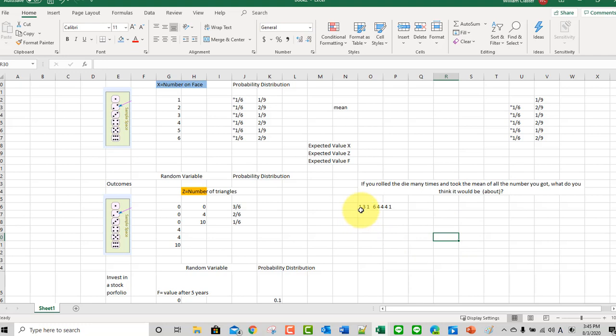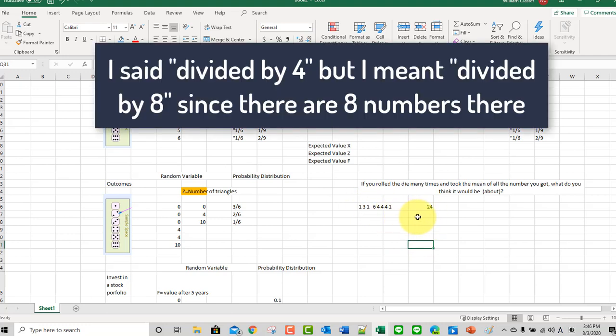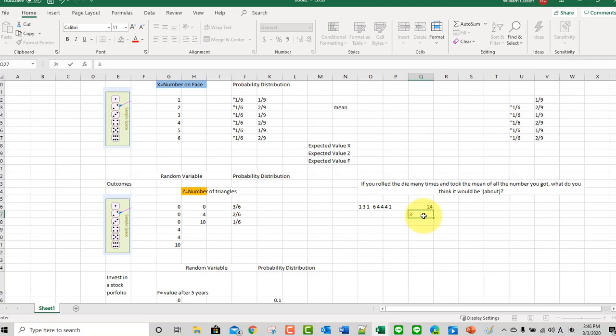So what is this? This is 4 plus 1 is 5, 11, 15, 19, 23, 24. That worked out well. So the sum of these is 24. So the average of that is 24 divided by 8, which is 3. So we got a mean of 3. That happened to work out nicely, just by chance. But here we only rolled it 8 times.